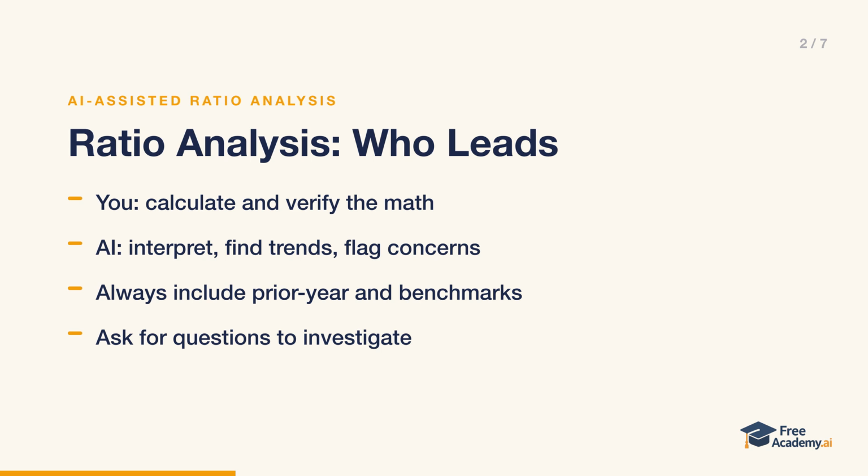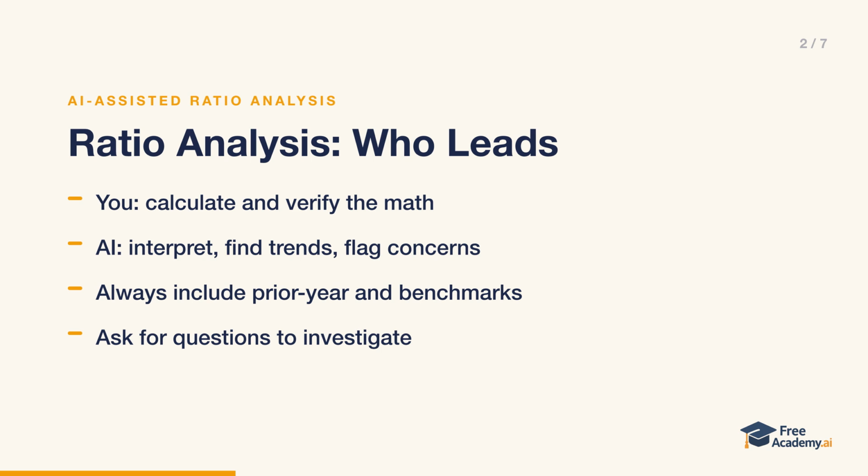Traditional ratio analysis follows 5 steps. You calculate ratios, compare them to benchmarks, identify significant variations, interpret what they mean, and draw conclusions. AI is most useful on steps 3 through 5. It can quickly synthesize liquidity, profitability, efficiency, and leverage ratios into coherent analysis. But steps 1 and 2, the calculations and data accuracy, stay firmly with you. Never trust AI with your math.